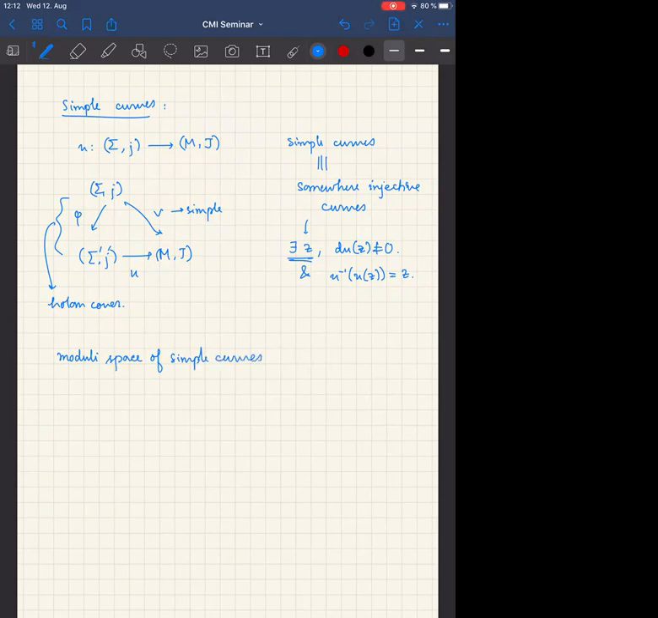Now let me say something about the moduli space of simple curves. Let (M, omega) be a symplectic manifold, and we are going to look at holomorphic curves inside this manifold. So we would have to choose an almost complex structure, which is in some sense compatible with omega, which I'm not going to define here, but you can look at the relevant literature. Suppose this is a closed Riemann surface, and suppose M is compact as well.